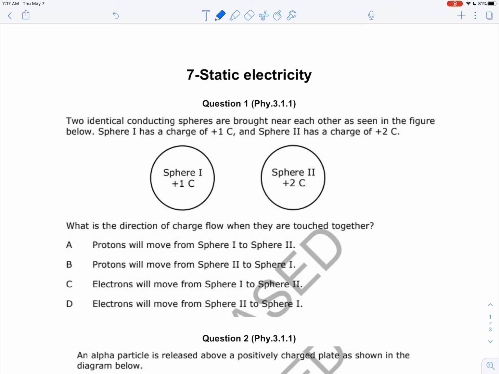Okay, the static electricity post-assessment. I'm going to give you some hints and strategies to follow as you take that assessment, and just pause the video as you need to.